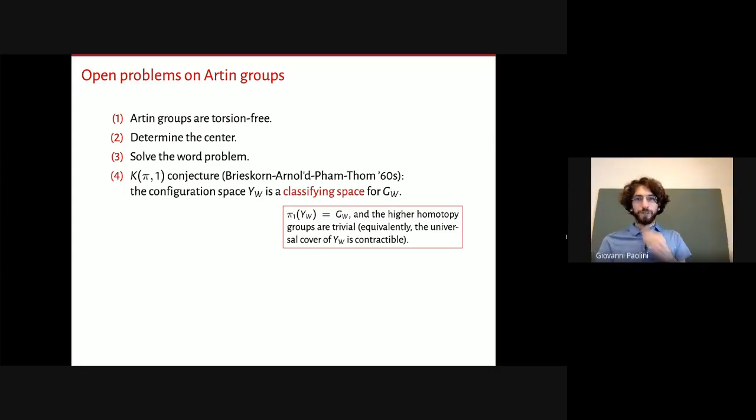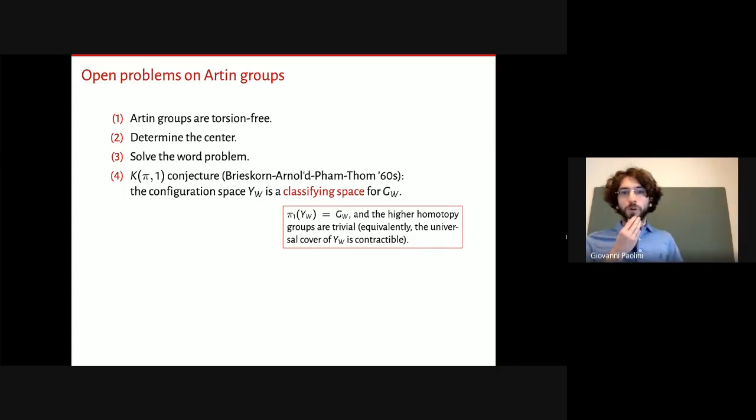And I should stress that this conjecture is quite useful because the classifying space of a group is unique up to homotopy equivalence, and it carries a lot of interesting information about the corresponding group. For example, if you know how to construct in a simple way a classifying space, then you probably can also easily compute the homology of the group.